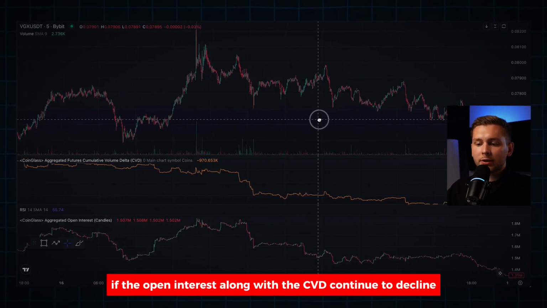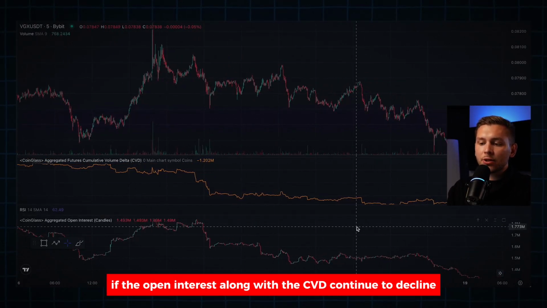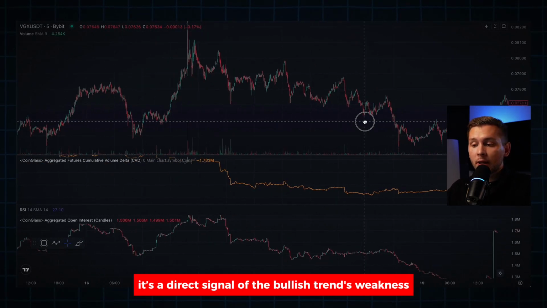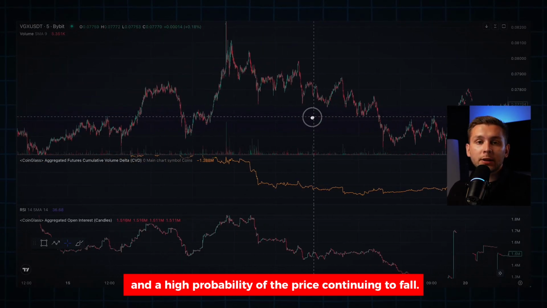They might even draw some trading pattern to convince themselves of the correctness of their decision. The price might even start to bounce and rise for a while, but if the open interest along with the CVD continue to decline, it's a direct signal of the bullish trend's weakness and the high probability of the price continuing to fall.